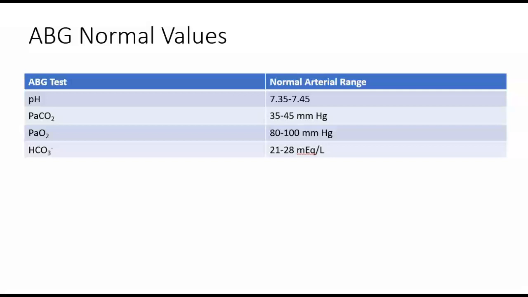So the first thing you have to do is memorize the normal ABGs, right? So the pH, CO2, oxygen, and bicarb. And when we analyze these lab values, we're really only going to look at the pH, carbon dioxide, and bicarbonate to determine if the patient's experiencing acidosis or alkalosis and whether it's metabolic or respiratory.